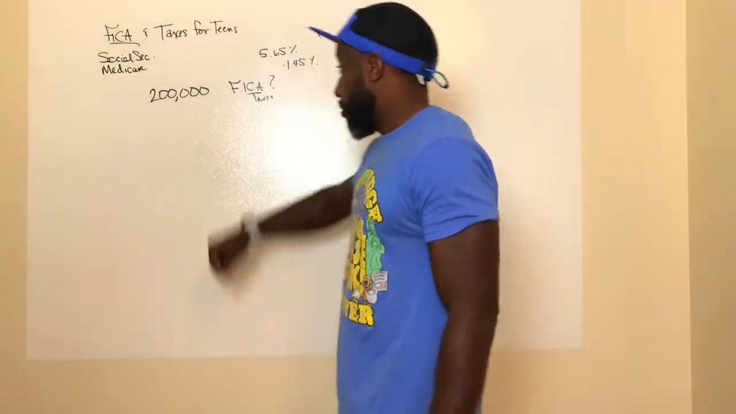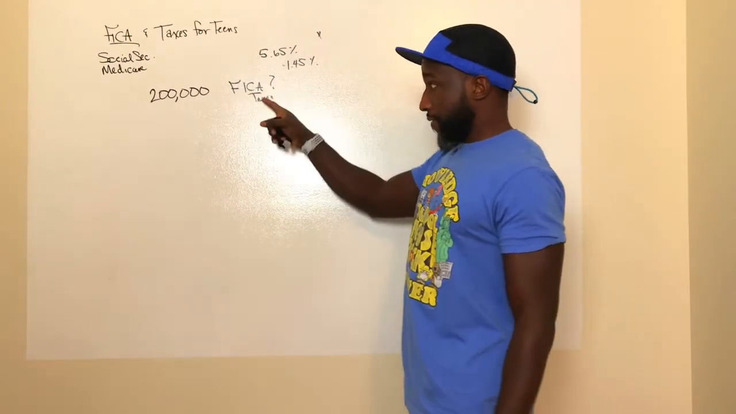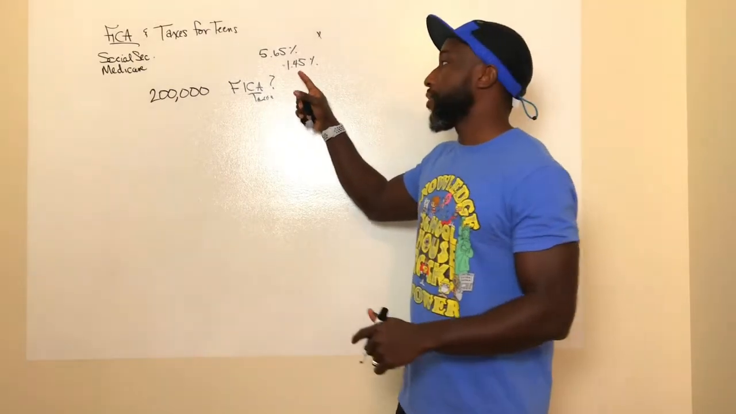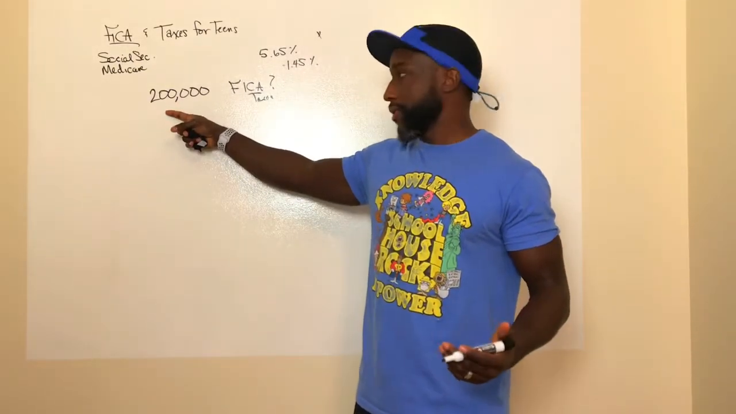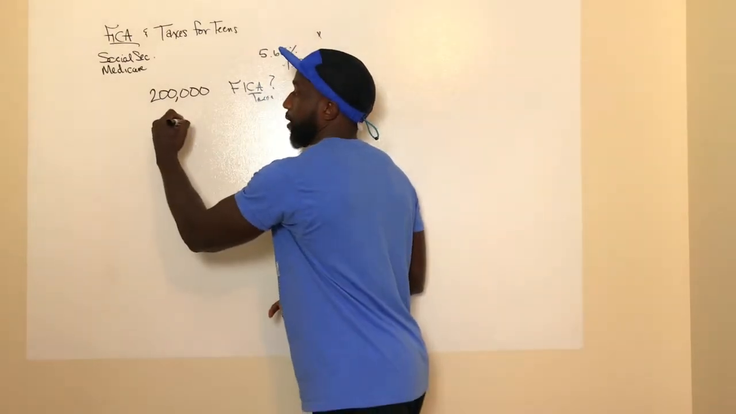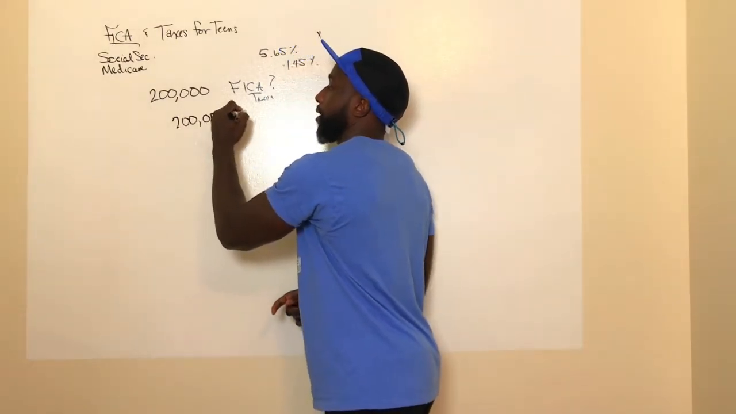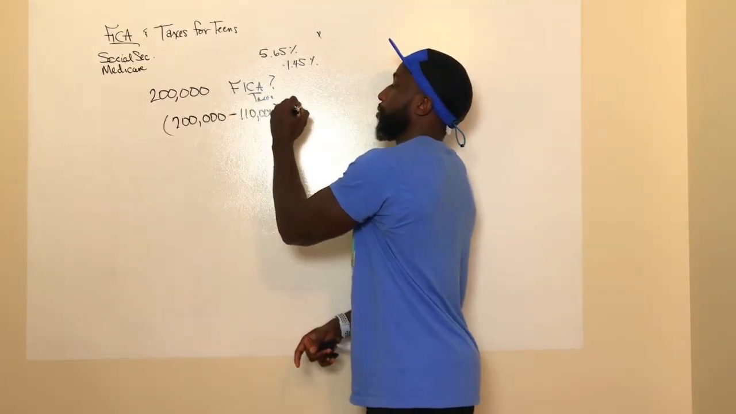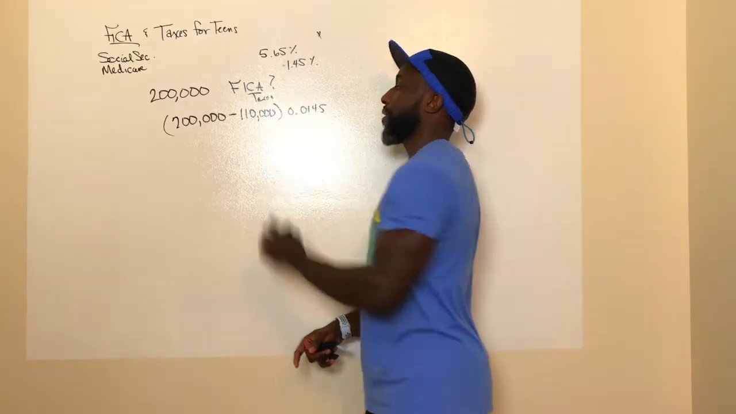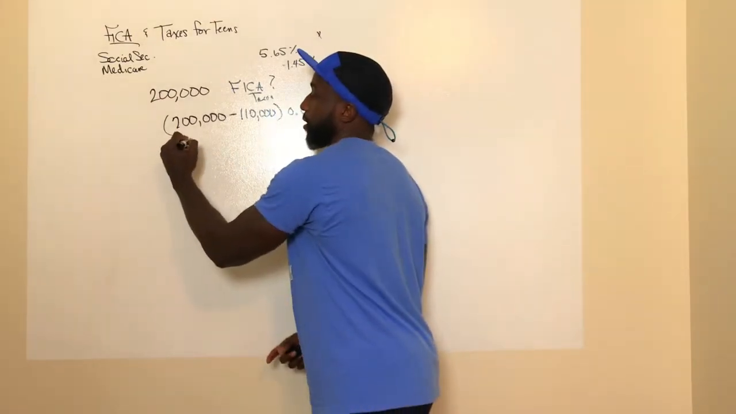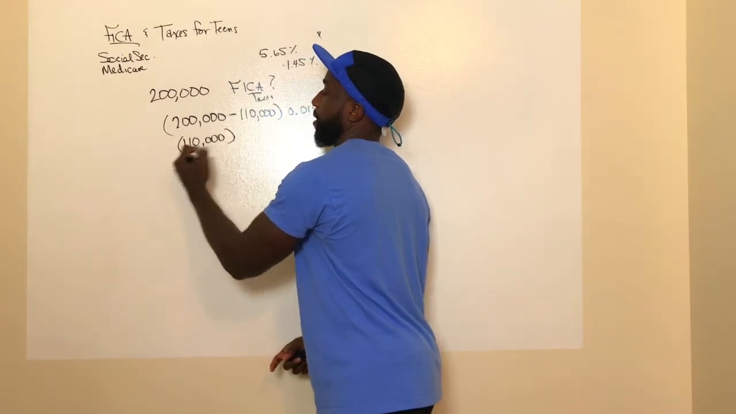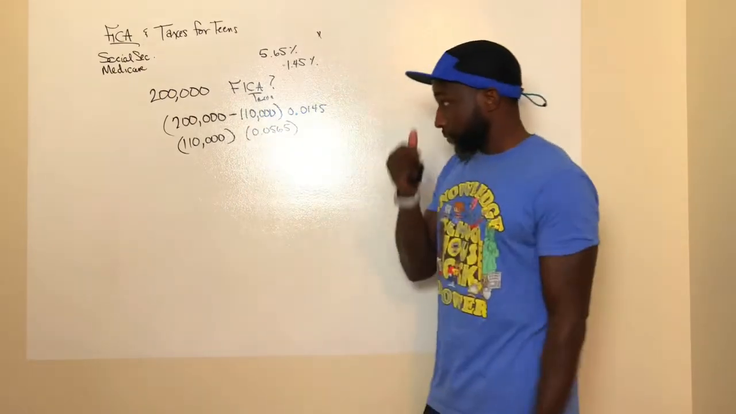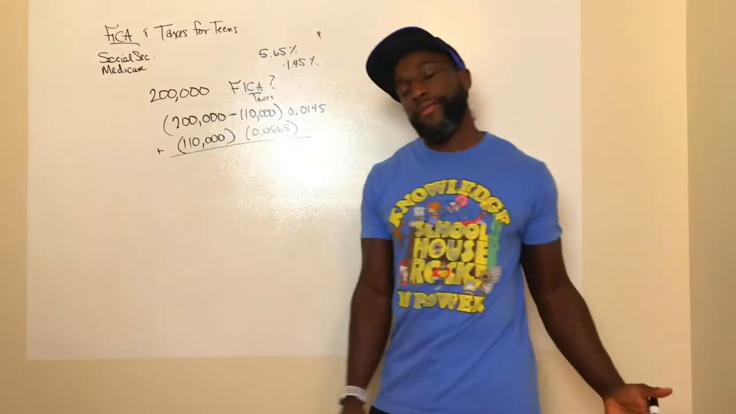Again, we want to find out the FICA taxes. First things first, you're going to multiply 1.45% for the first $90,000. Here's the math: $200,000 minus $110,000 times 0.0145. Then for everything else, $110,000 times 0.0565. Add those two together and we have our taxes.